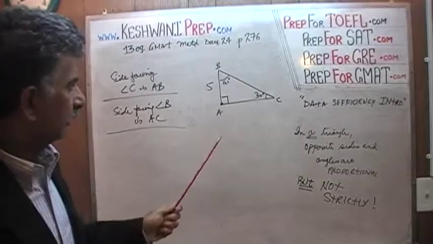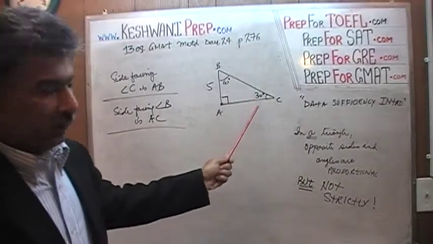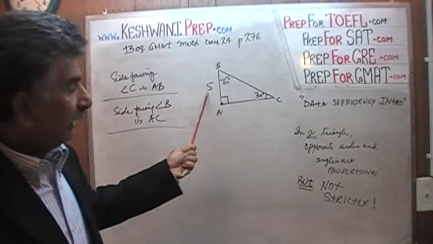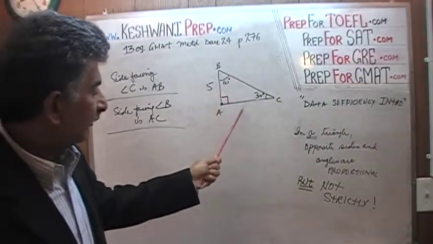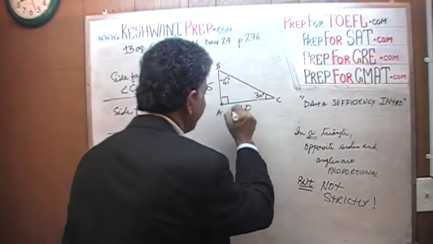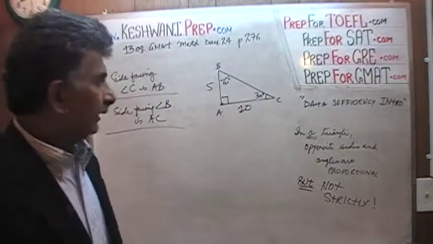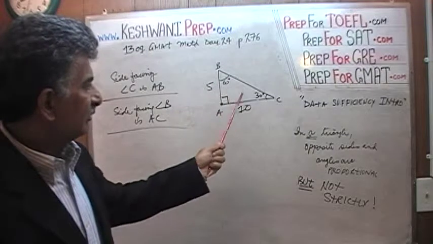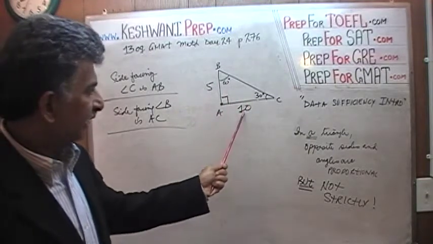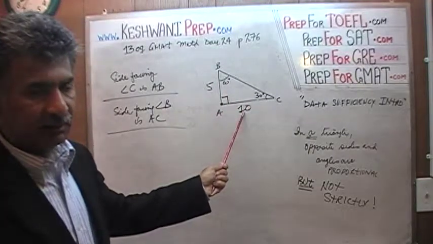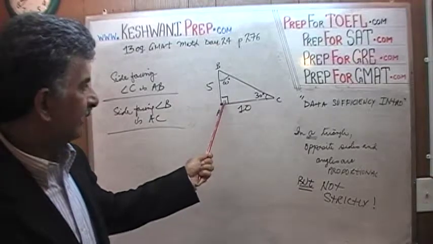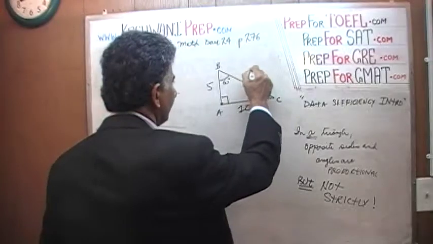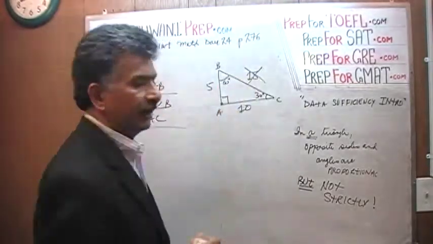Now here's what's going on. If we are told that the side facing the 30 degree angle is 5 and the side facing the 60 degree angle is 10, that does not mean that since this is 30 degrees and this is 5, this is 60 degrees, which is twice of 30, and therefore this is 10. It does not imply that the angle which is 90 degrees, which is 3 times this angle, means that B to C is 15. It does not mean that.